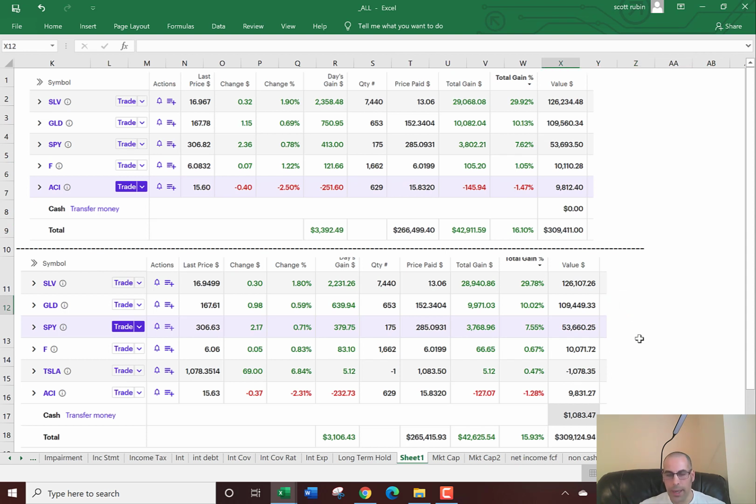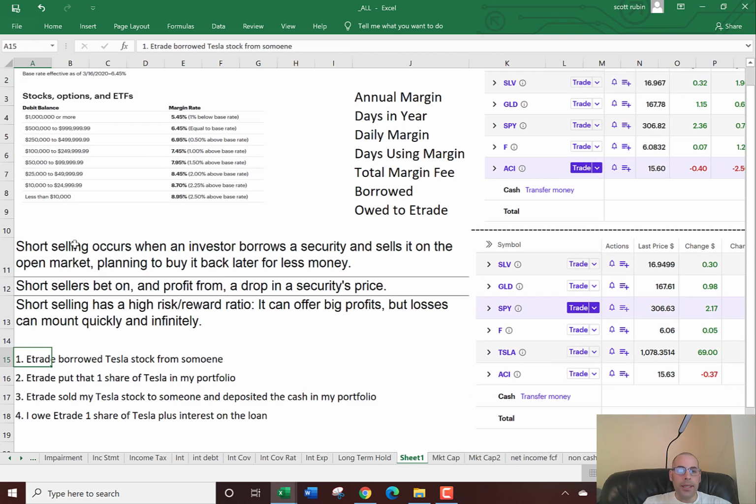So let's bring it back to the beginning. The process is pretty simple, and you don't actually have to do anything. E-Trade does everything, or your broker. So in my case, E-Trade borrowed Tesla stock from somebody in the market, and that person may not even know their stock is being borrowed because they still see it in their account. What E-Trade did was they took one Tesla stock out of somebody's account and they put it into my account. So that's step 2.